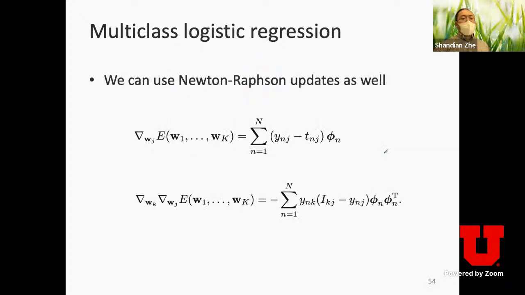So again, we can use Newton-Raphson updates to estimate the parameters for the multi-class logistic regression. And this is the gradient of the negative log likelihood. And if you take the Hessian, it will give you this form. Again, we're not going to show how it's derived. I believe everyone is able to replicate this derivation. I'll leave it as an exercise for you.